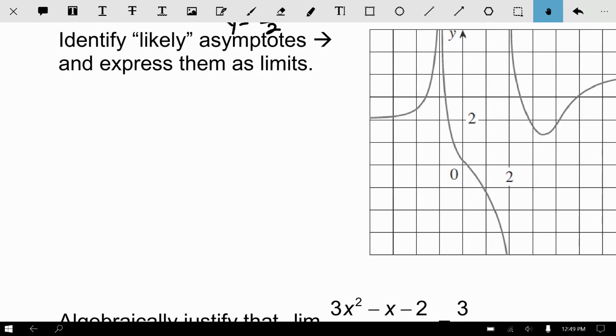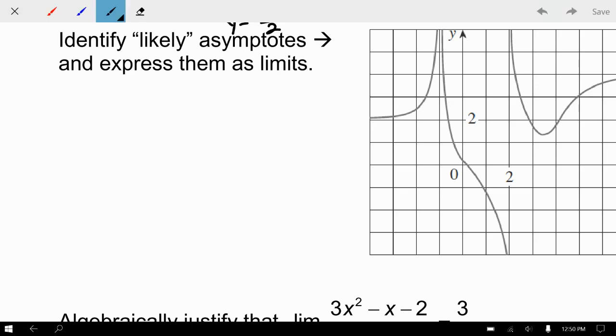Okay, so what you should have found is it's pretty clear. It looks like there is a vertical asymptote where x is -1. It also looks like there's a vertical asymptote where x is 2. And then potentially we have 2 horizontal asymptotes, one at y is equal to 2 and another one at y is equal to 4. Now it says express them as limits.